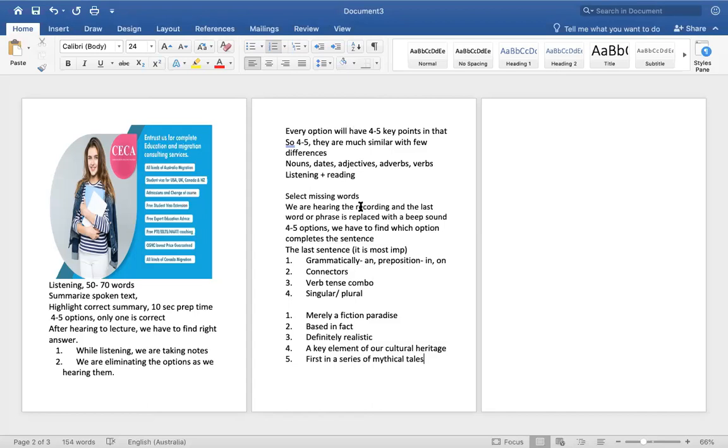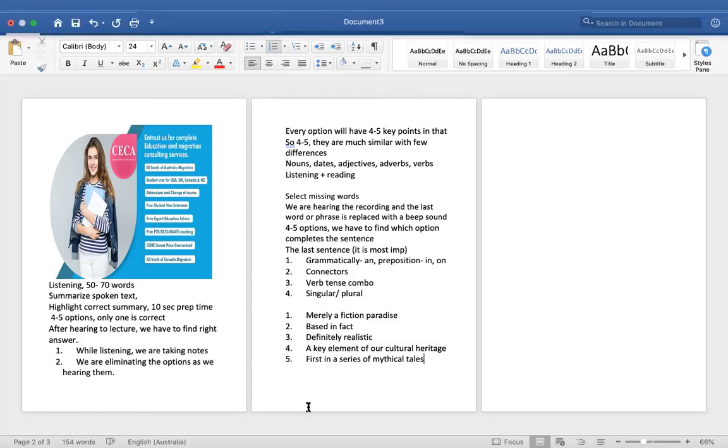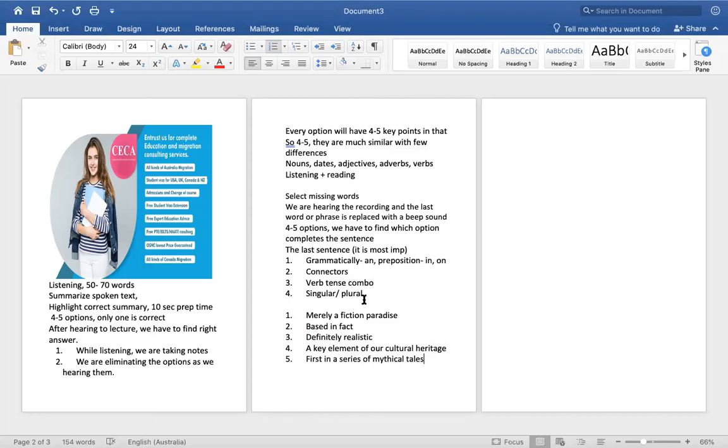And before the recording starts, you get 7 seconds, right? In those 7 seconds you can read the options. So now you are reading along with me. I'm playing the audio right here. Keep concentrating on the audio, listen to what it is about, understand the meaning, so that you can better pick the right option.